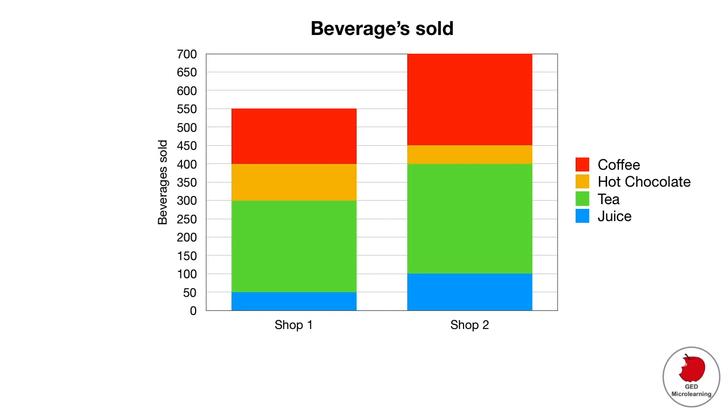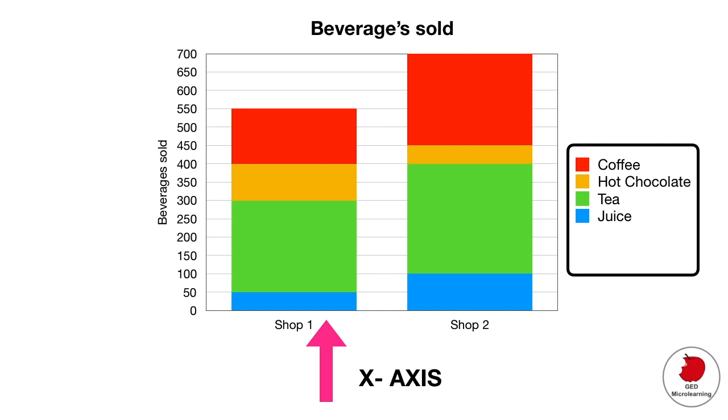So let's first remind ourselves how to read a graph. You have to have a system. The system that I use is this. First of all, you look at the title, which is telling you what the graph is about. This is about beverages sold. Then you look at your y-axis, which is the vertical axis, and it's telling you the number of beverages sold. Then you look at your x-axis, which is the horizontal axis, and it's telling you information about shop 1 and shop 2. And then finally, you look at the legend there on the right.